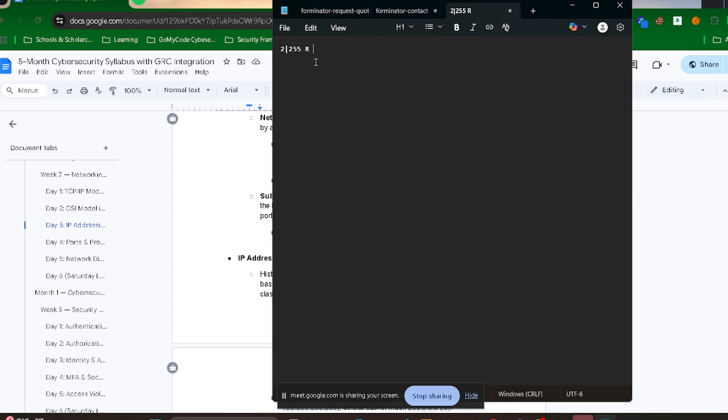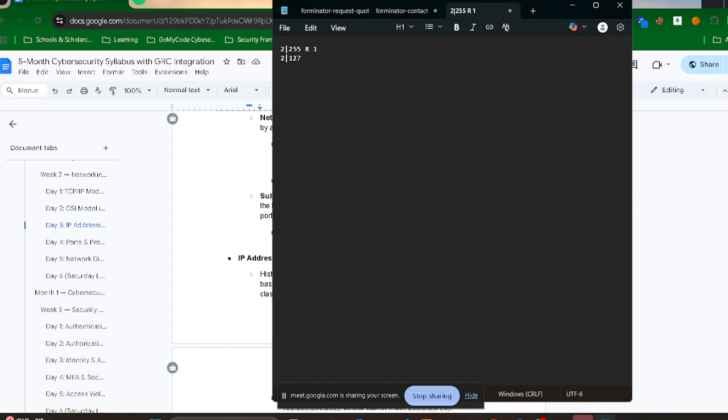So 127.5. That point 5 is 1, remainder 1. Do you understand? That point 5 is remainder 1 there. So we have 127, right? Yes, sir. We do another one.